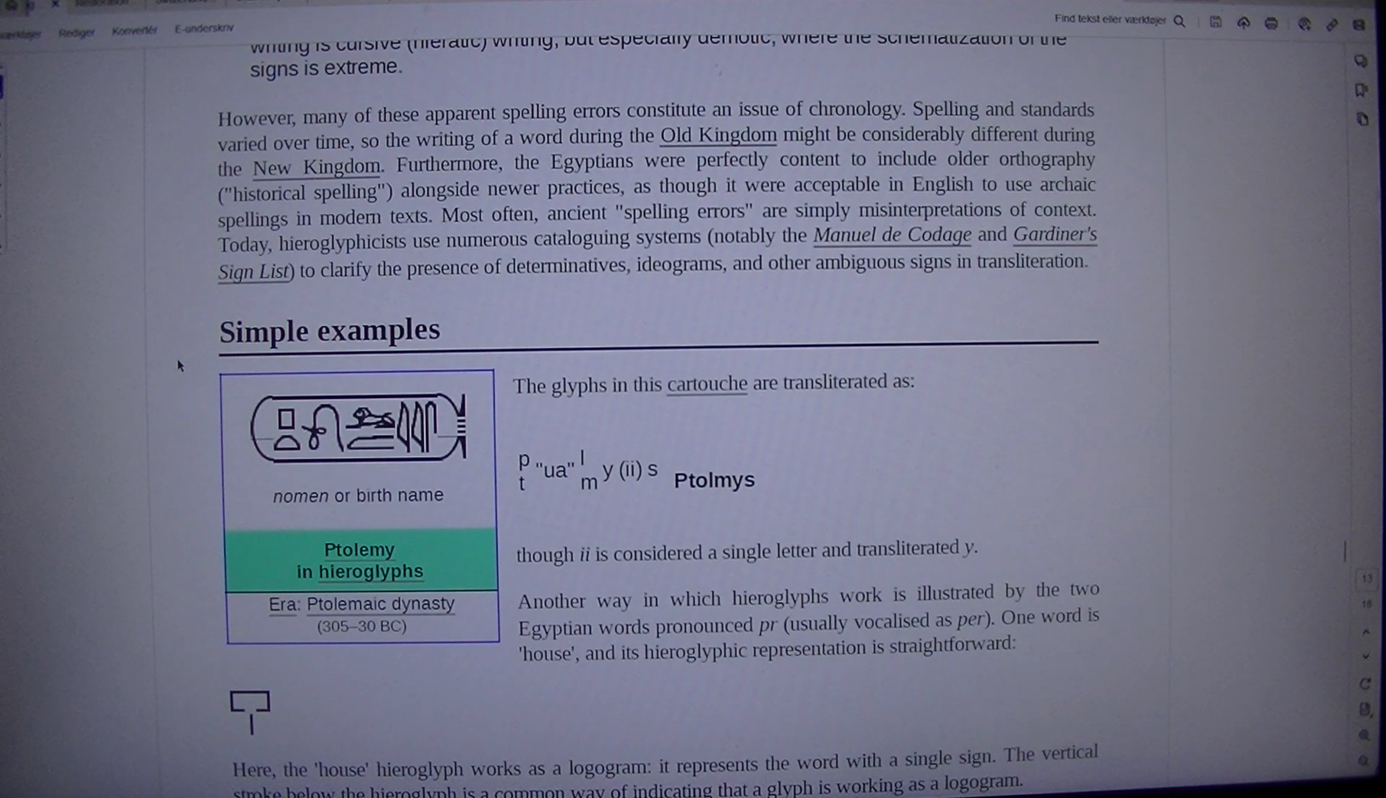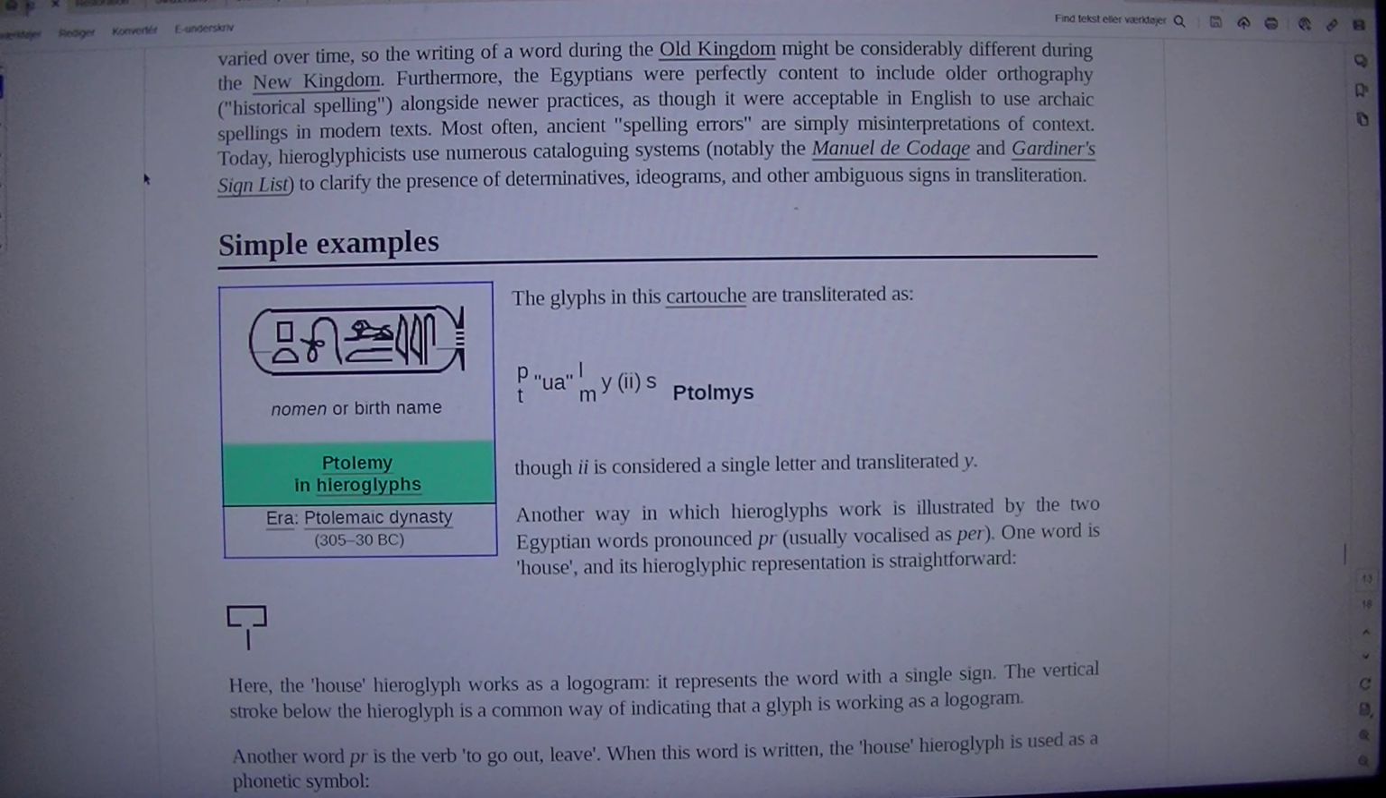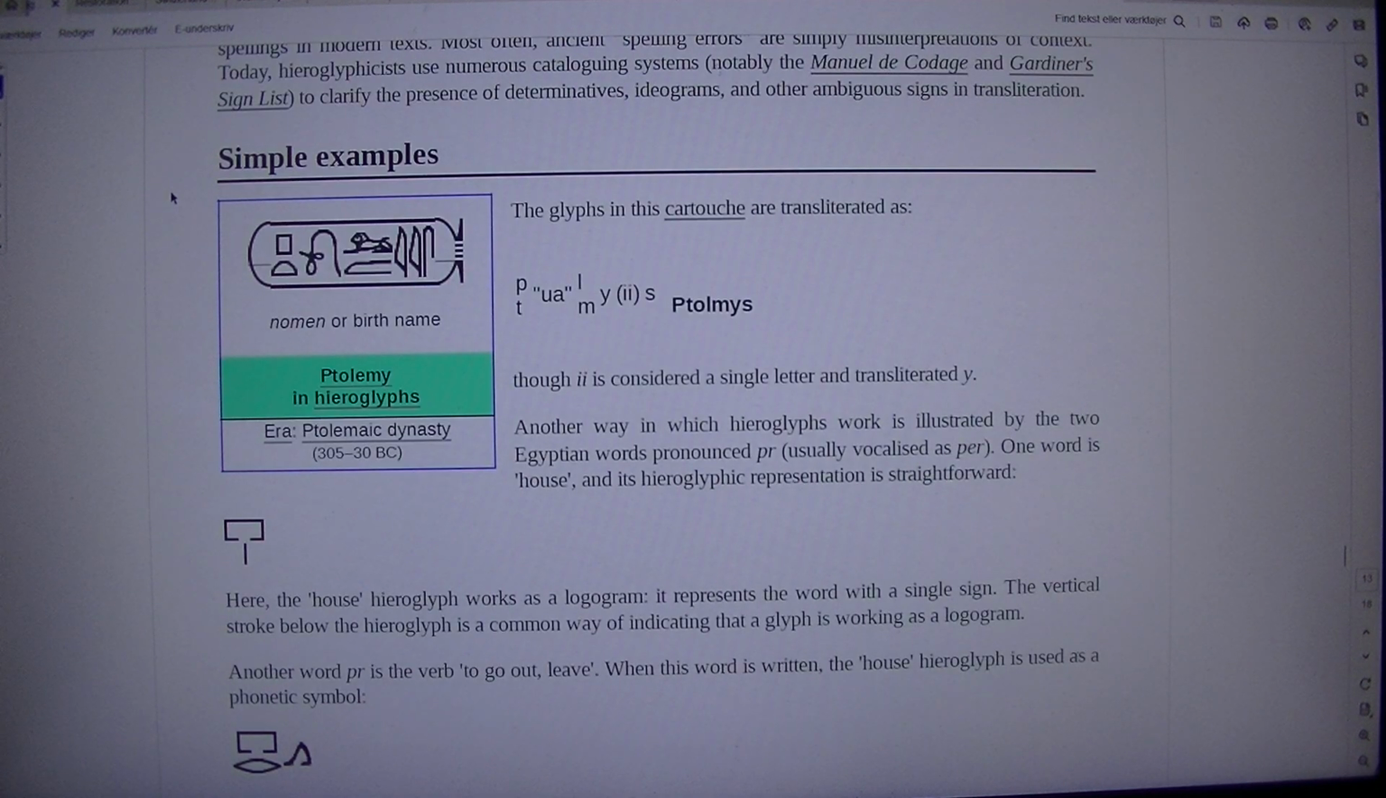Most often, ancient spelling errors are simply misinterpretations of context. Today, hieroglyphicists use numerous cataloging systems, notably the Manuel de Codage and Gardiner's sign list, to clarify the presence of determinatives, ideograms, and other ambiguous signs in transliteration. Simple examples: P, T, W, A, L, M, I, S. Nomen or birth name.